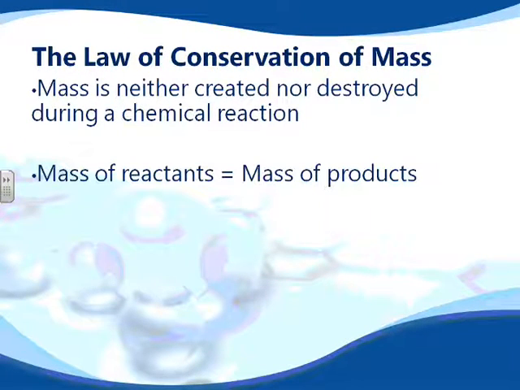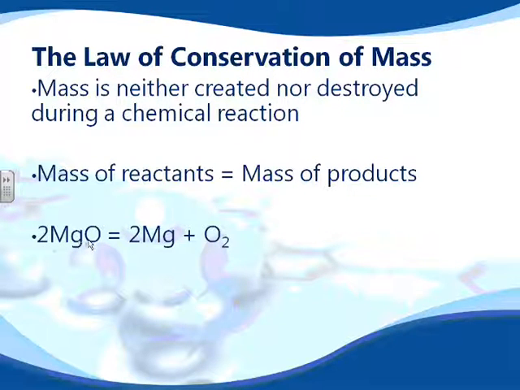So the mass of your reactants, what you start with, always has to equal the mass of your products. So if I have magnesium oxide and I break it apart to change it to where it's then just magnesium and oxygen by itself, I'm going to have the same mass of magnesium on the reactant side as I do on the product side. And the same with oxygen.